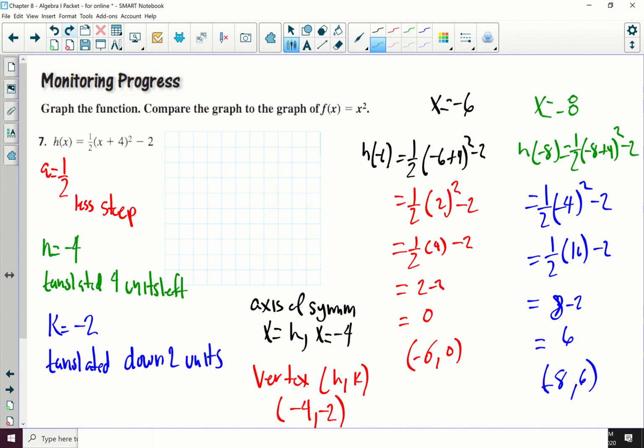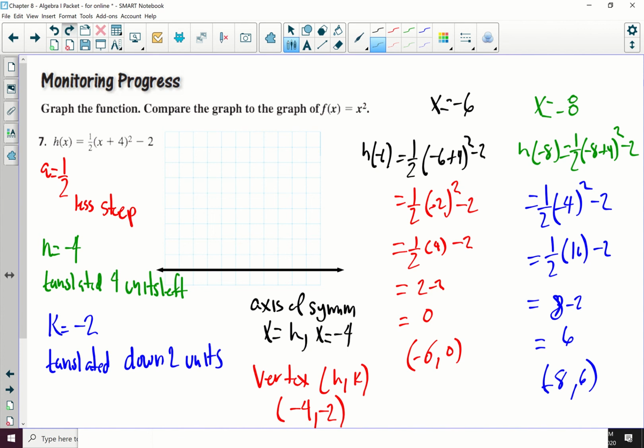So we have the vertex sitting at (-4, -2). One of the points that this parabola goes through is (-6, 0). The other point is (-8, 6). And so let's go ahead and begin graphing this parabola.